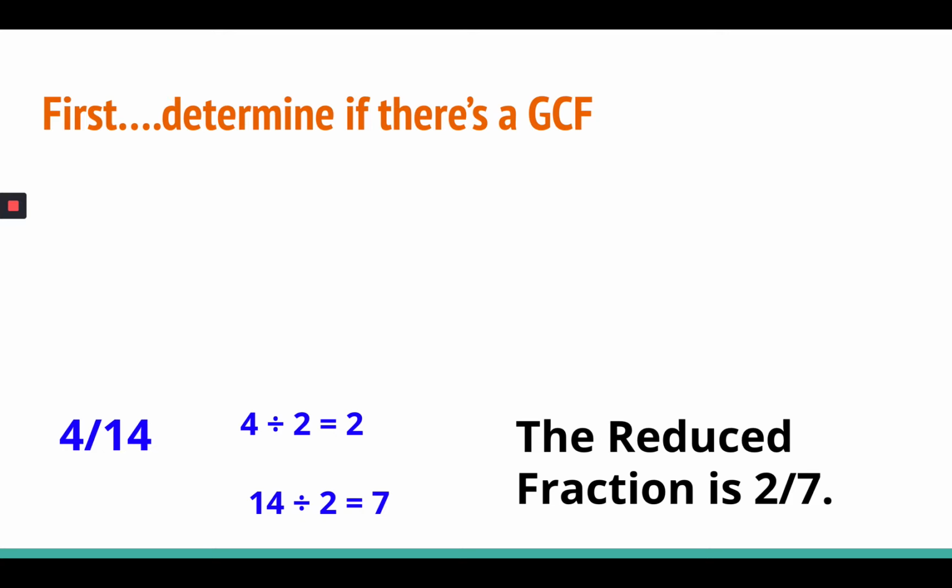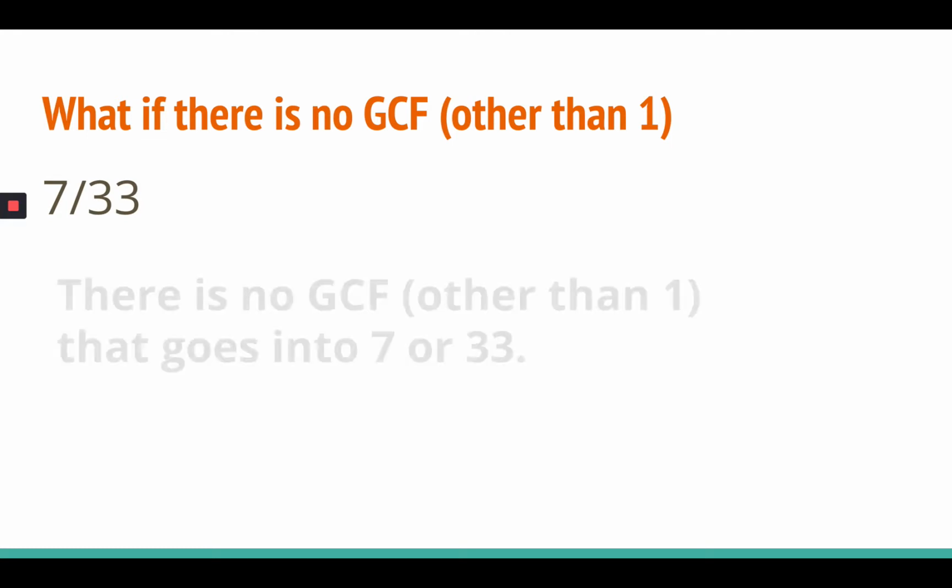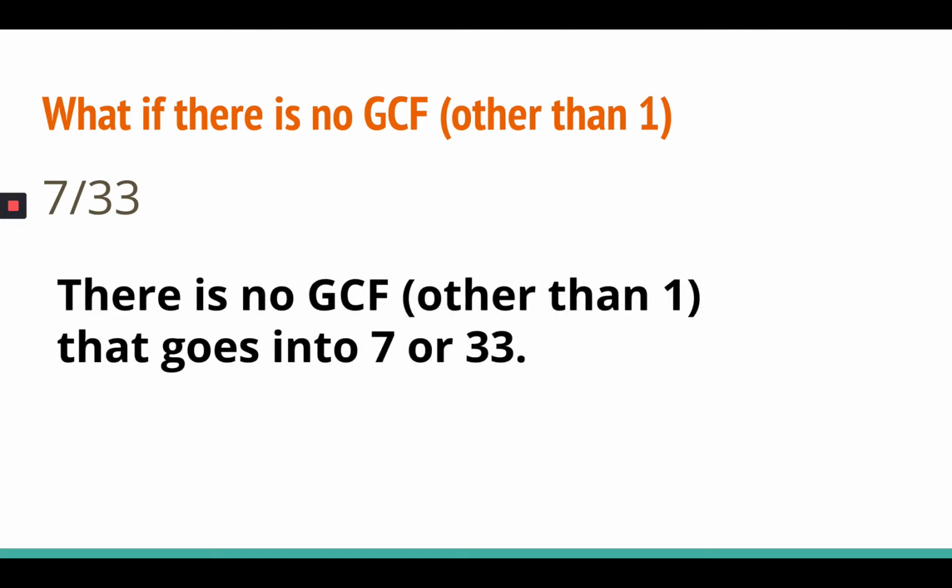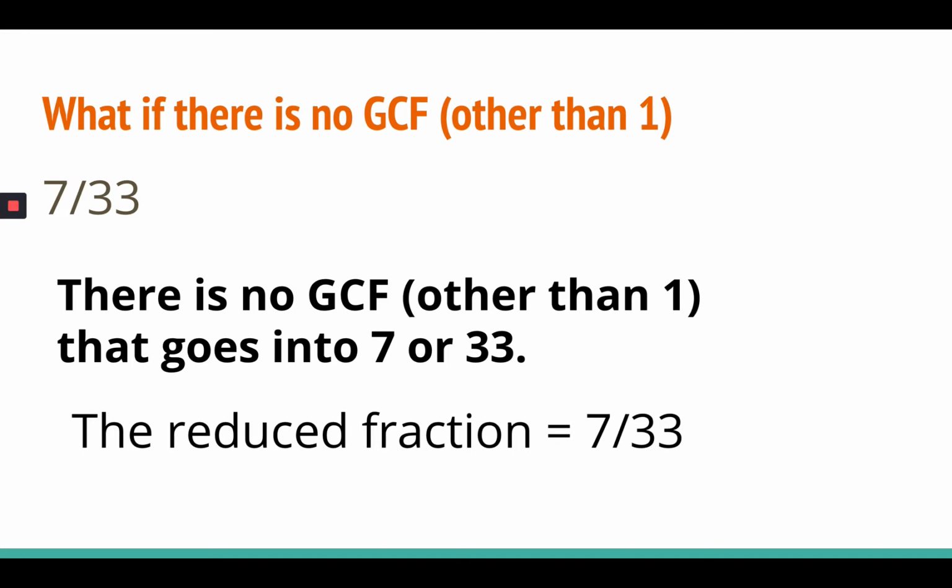Again, all we did was find a fraction, 4/14, determine that the greatest common factor was 2, and we divided both the top and the bottom by that number. What if there is no greatest common factor other than 1? So like 7 and 33, 7/33. 1 is the only number that goes into both 7 and 33, so that's it. That's already reduced. The reduced fraction is 7/33.